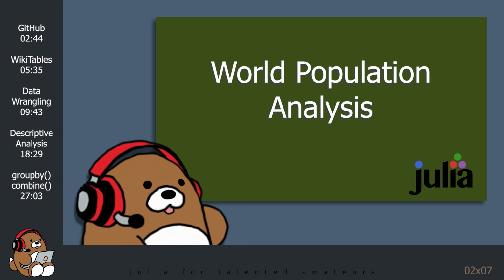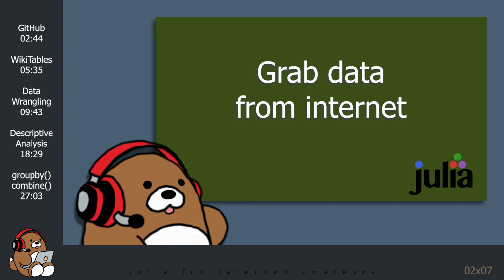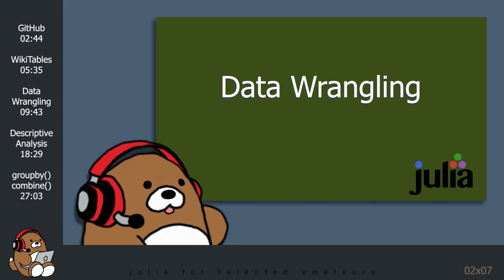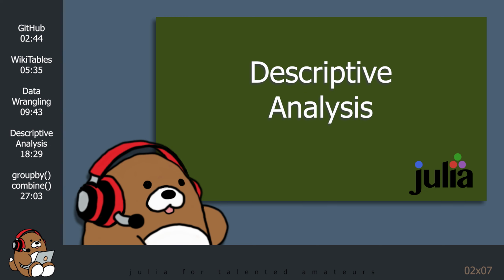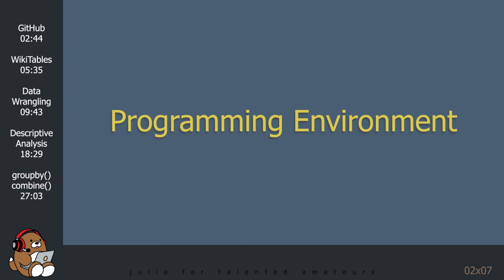Today, we'll be using data frames to analyze the world population by region, by subregion, and by country for 2018 and 2019. By the end of this tutorial, you'll know how to get data off the internet and into a data frame. You'll also know the basics of data wrangling, which is the art of preparing your data for analysis. Finally, you'll be able to perform some basic descriptive analysis on some real-world data. The real world is waiting for us, so let's get started right away by setting up our programming environment.